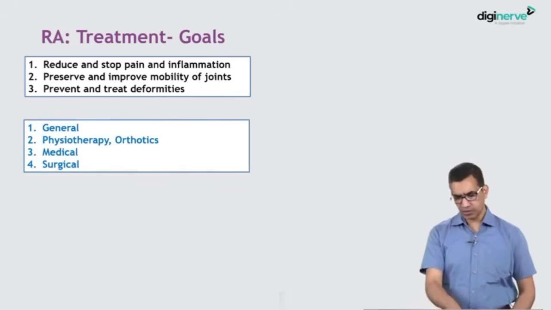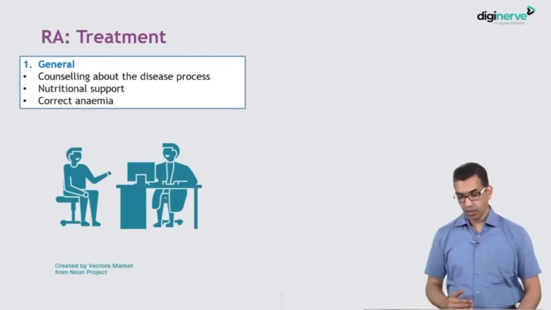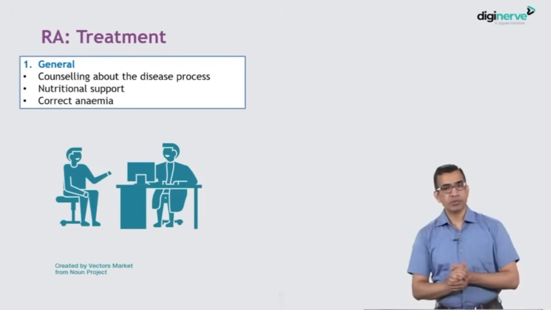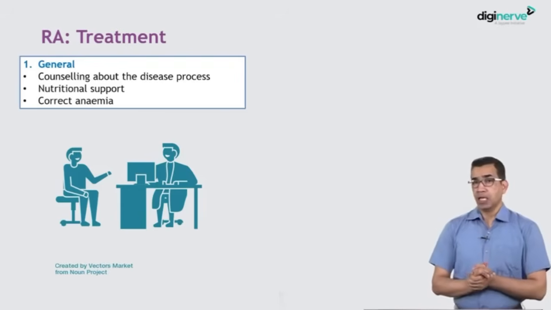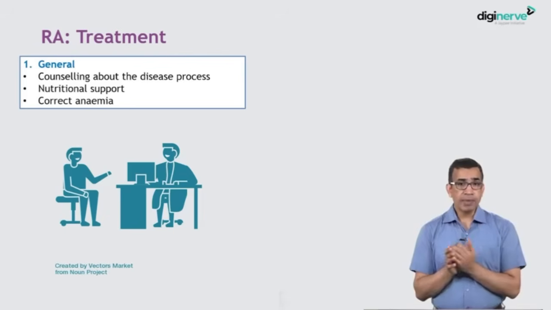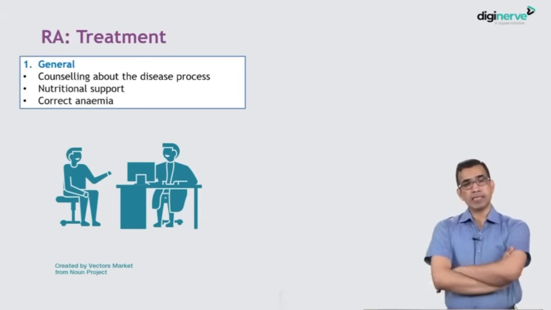And how do we do? See, you will now find this chart everywhere because I follow this even in my practice. General, physiotherapy, orthotics, medical, and surgical. So general is you have to give them nutritional support, treat their anemia. If it is anemia of chronic disease, they may require more of a blood transfusion rather than giving them iron supplement. That's why you have to do the ferritin studies and all.